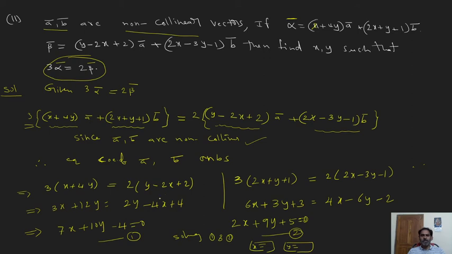By simplifying this, I am getting one equation. Here also the b bar coefficients: 3 into 2x plus y plus 1. On the RHS, 2 into this. So by writing LHS and RHS, I am getting an equation. Solving 1 and 2, we will get x and y. That is the process for question number 11. 4 marks. This is also an important question.